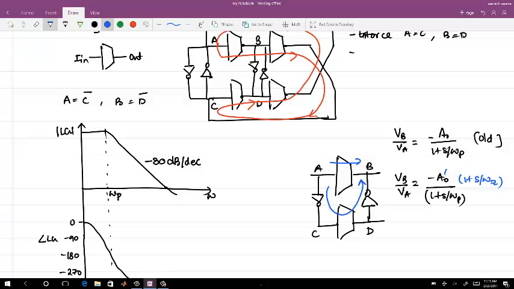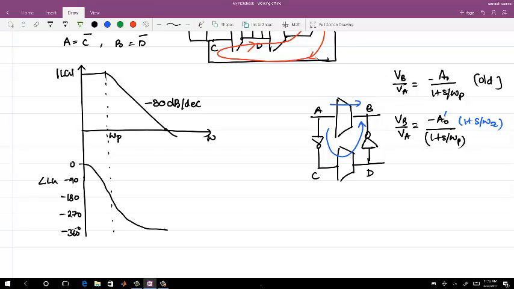And whether that zero will be a left half plane zero or a right half plane zero, can you tell? Why? That's the other thing. Because the first path is also an inversion, right? So this is a left half plane zero.